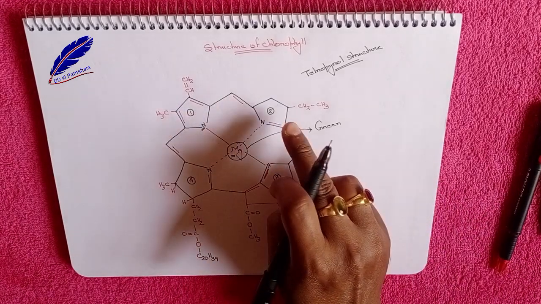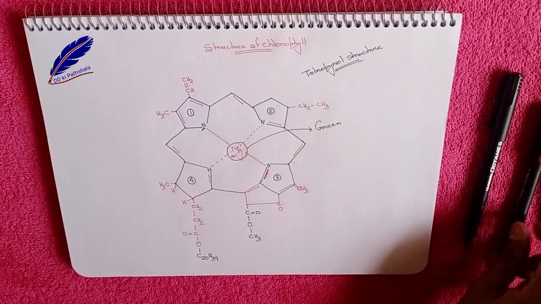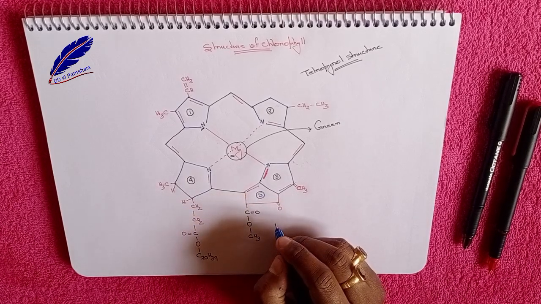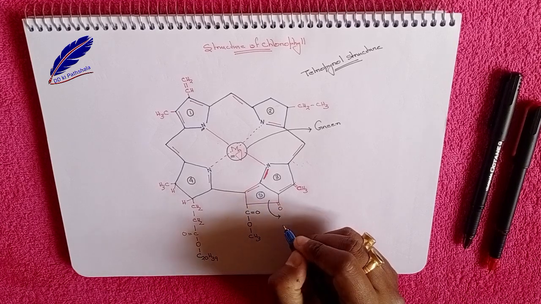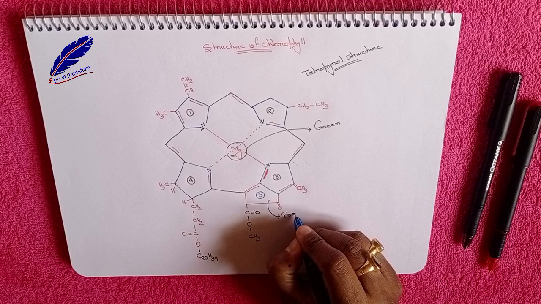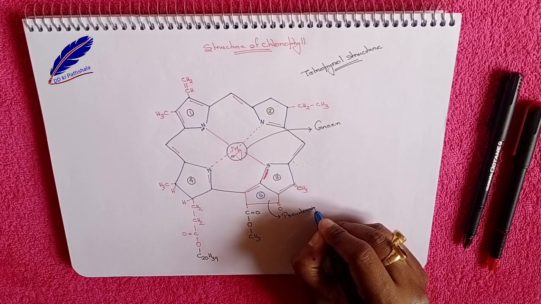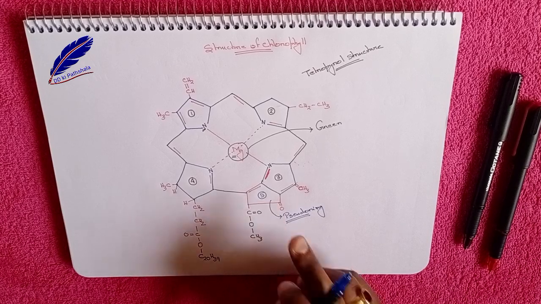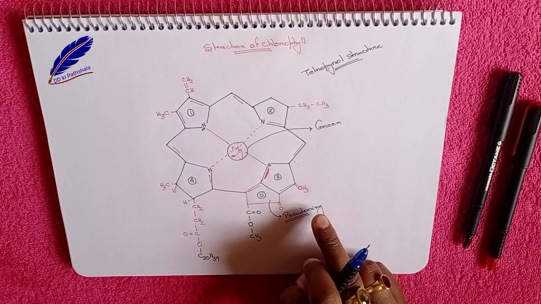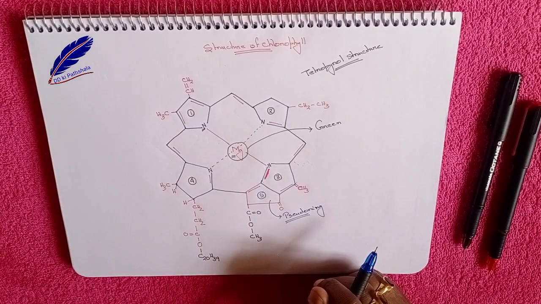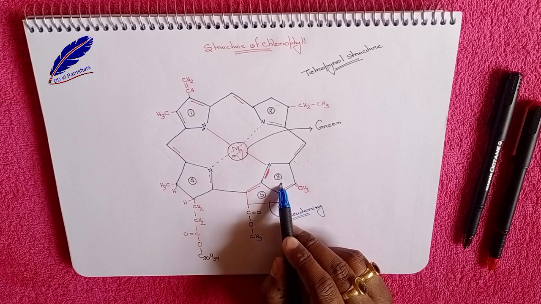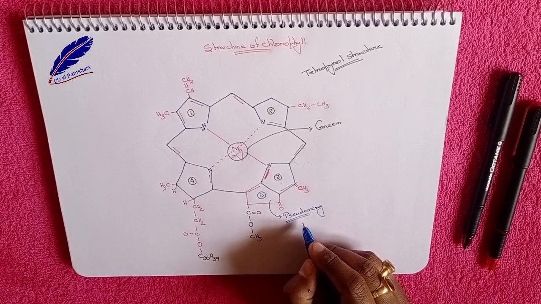Besides these four pyrrole rings, a fifth ring, ring 5, also remains present, but it is not a pyrrole ring. Instead, it is considered a pseudo ring. Why is this fifth ring-like structure not a pyrrole ring? Because it lacks the nitrogen atom. Besides this, it has been formed by association with ring 3, which is why it is considered a pseudo ring.